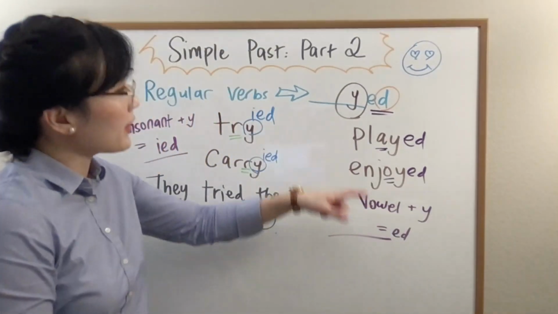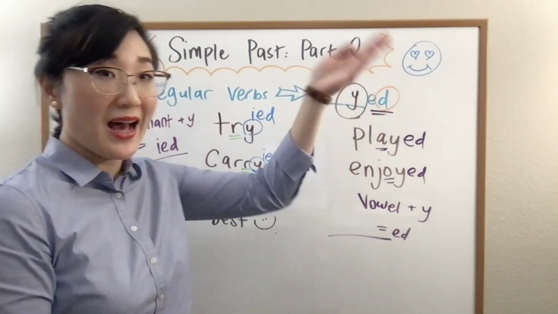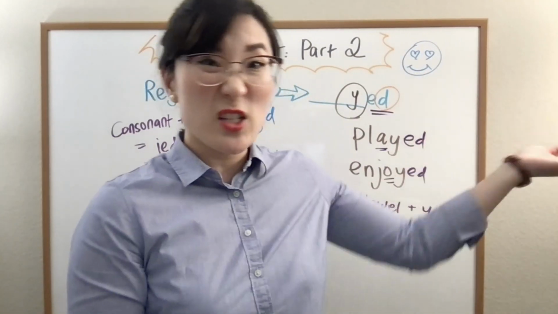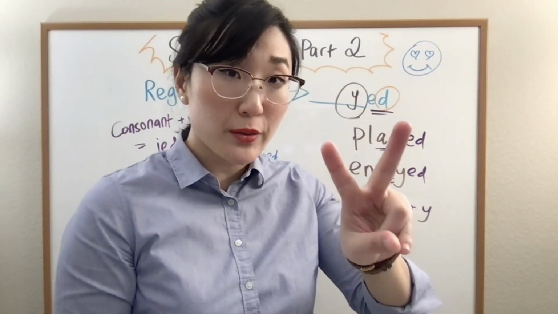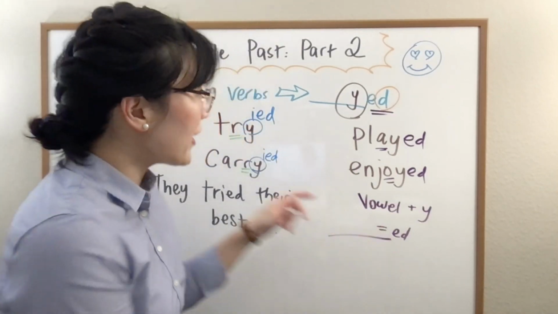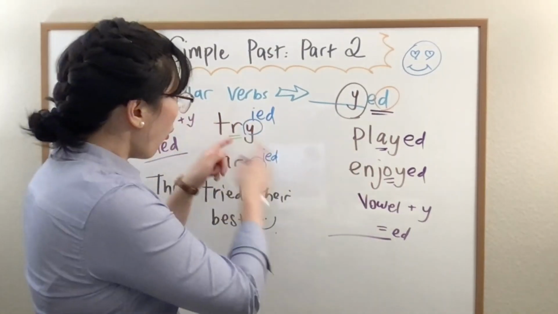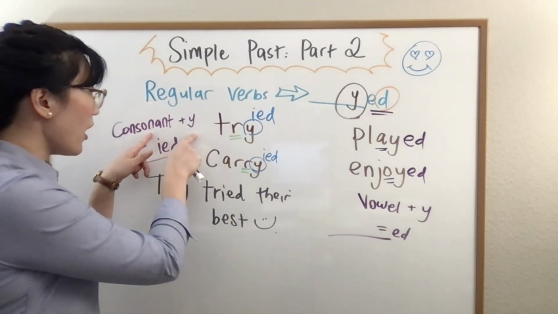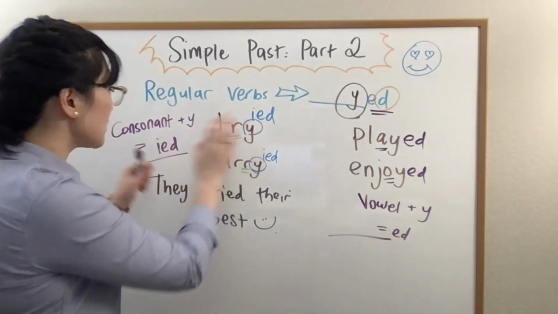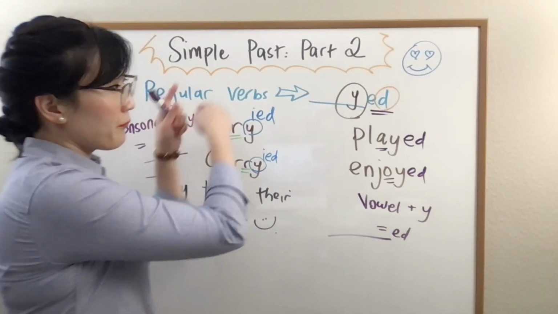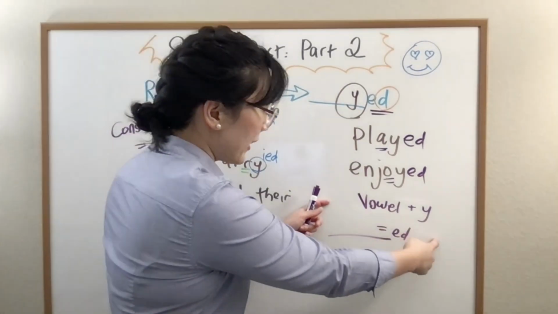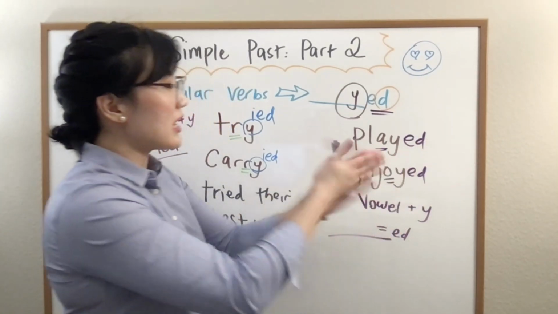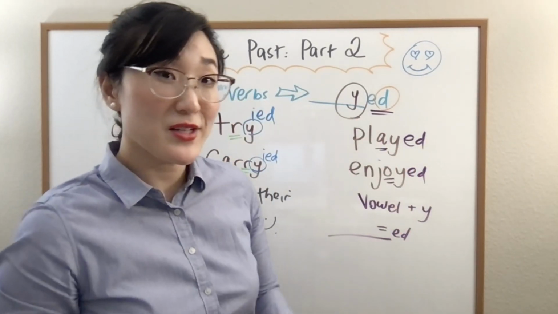So rule number 1, if my verb has an E, like love, like, move, then I just have the D ending. Rule number 2, if my verb has a Y ending, I need to see what is in front of the Y. Is it a consonant? If it's a consonant and Y, erase the Y and change it to IED. If I have a vowel and a Y, then I just have ED. Okay, let's look at rule number 3.